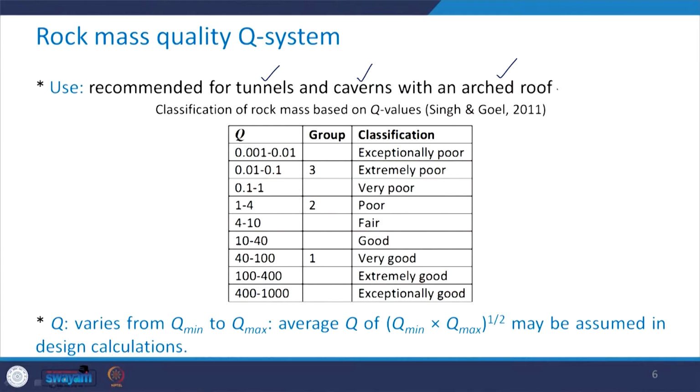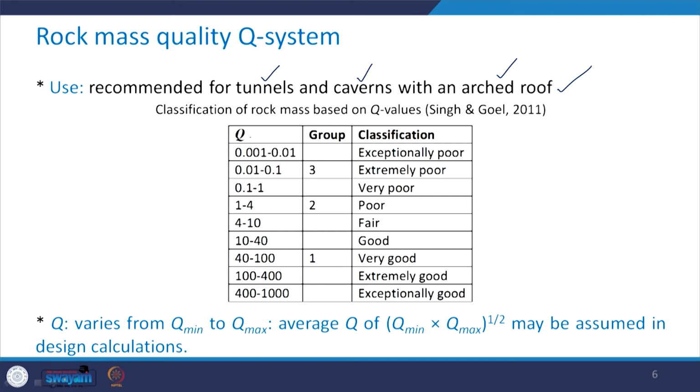So, when you have to use this Q system for another type of structure, you need to be careful and apply a lot of engineering judgment when you use these systems which were developed for some other conditions. So, the use is recommended for this situation.